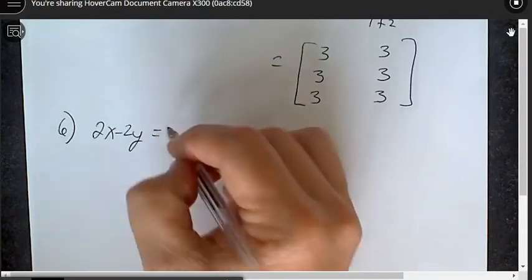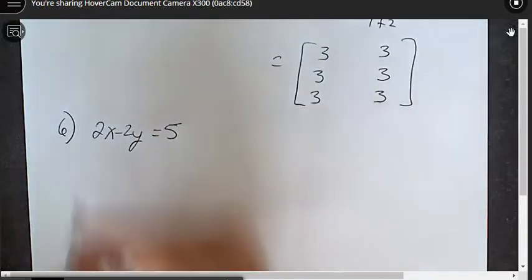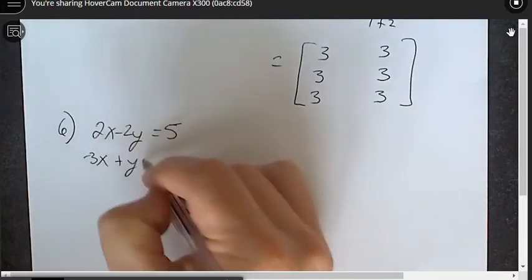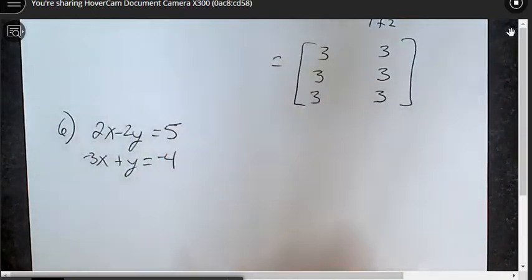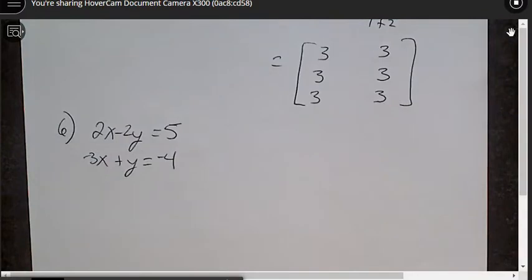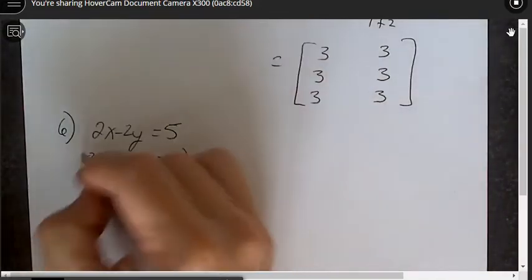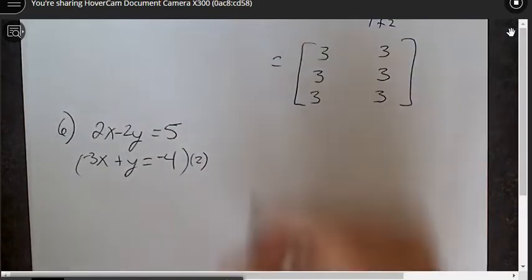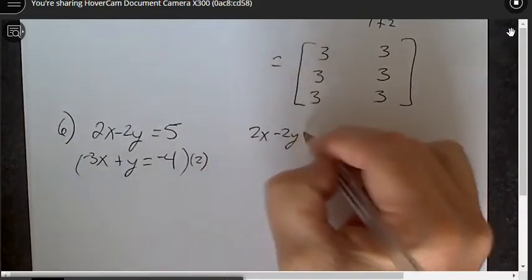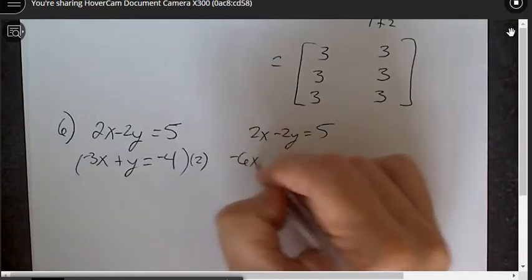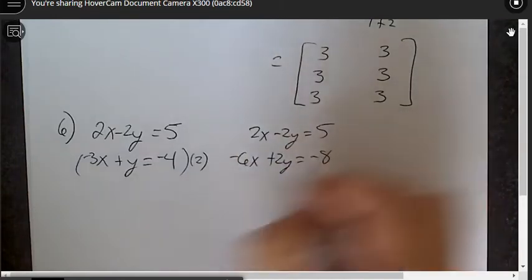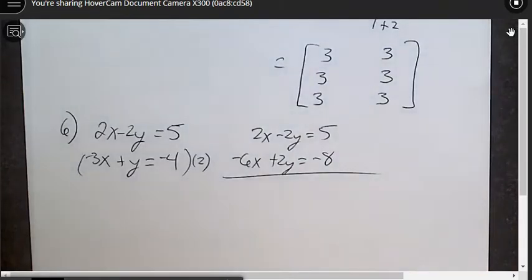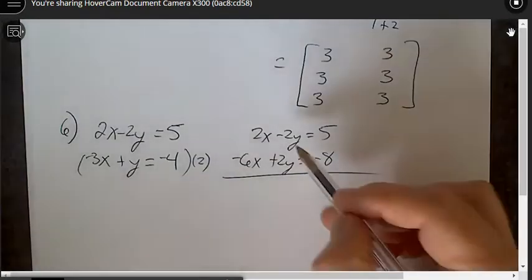But I'm going to be honest with you. I'm going to show you what I would do if this were me. Okay, so we have 2x minus 2y equals 5, and -3x plus y is equal to -4. Okay, so here's what I'm thinking on this one. Because all we have to do is take this equation and multiply it by 2. We should have a fairly easy equation to solve with, because now you've got -2 and +2.